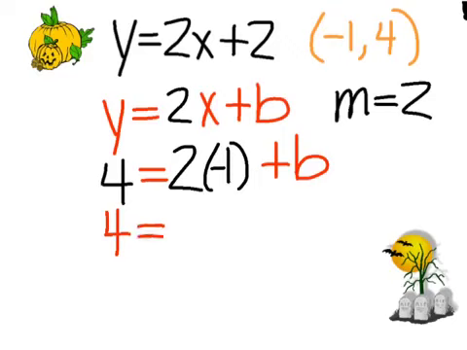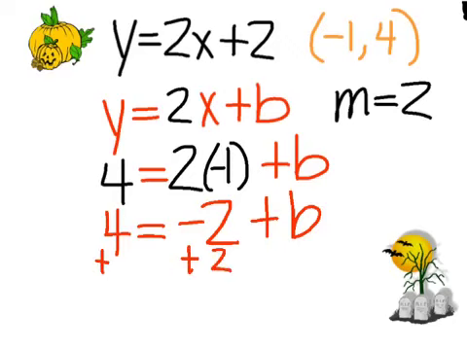Right, multiply 2 times negative 1. What's 2 times negative 1? Negative 2. So on the left we have our 4, and on the right we have negative 2 plus b. How do we get our b by itself? Add the 2 plus 4. Right, we're adding 2 to both sides.